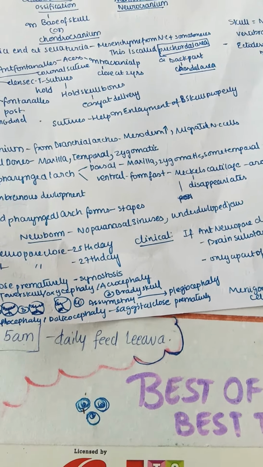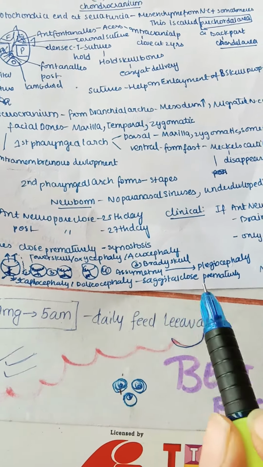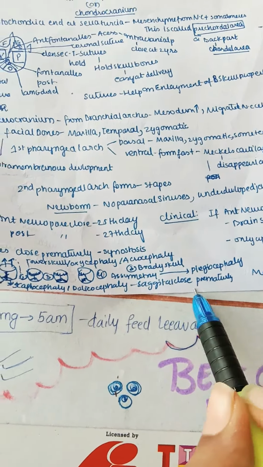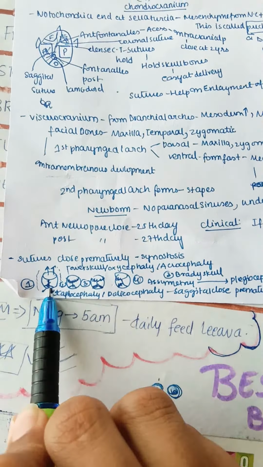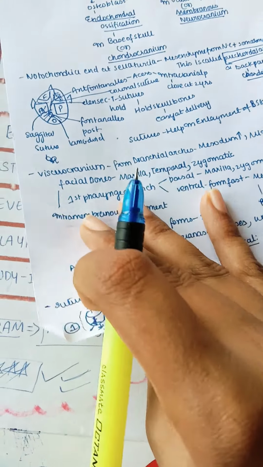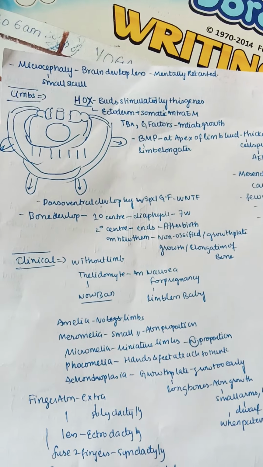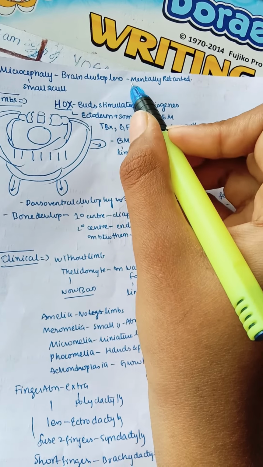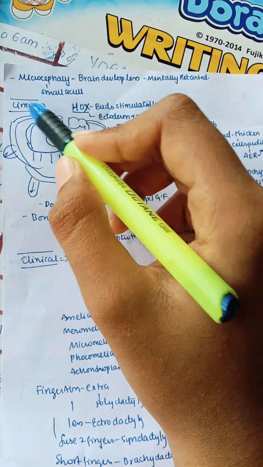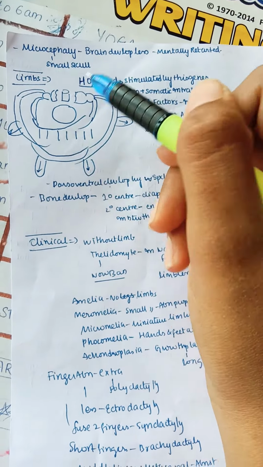So this is all this. And remember that scaphocephaly is also known as dolichocephaly. Here the sagittal suture closes prematurely. So these are the conditions where the sagittal suture is closing prematurely and causing all of these. And next, let us discuss microcephaly, where the brain develops less, with mental retardation and a small skull. Micro means small, right? Small skull. And next, let us see limbs.